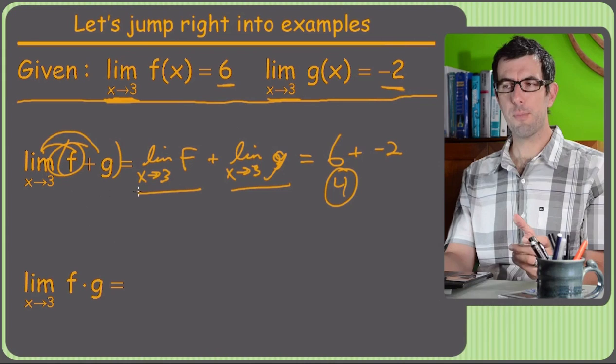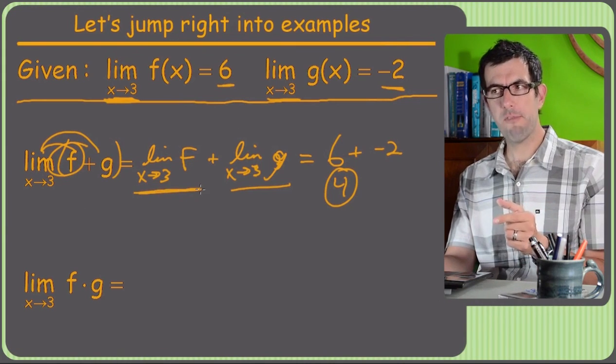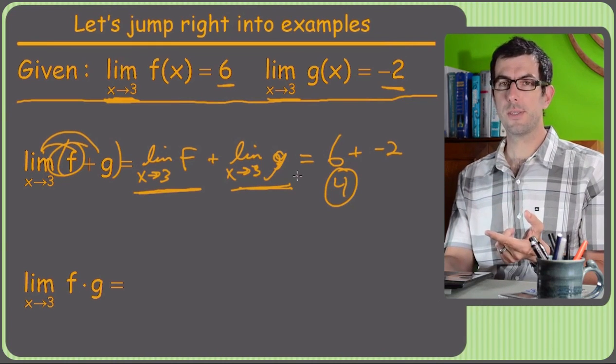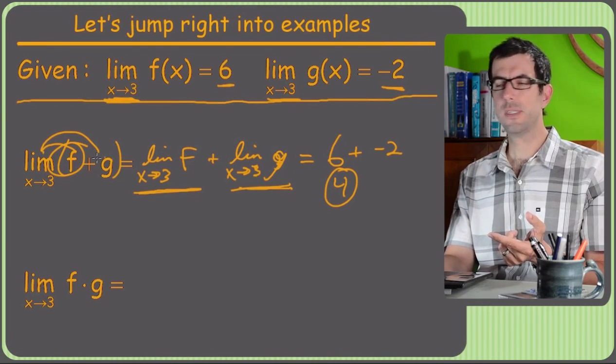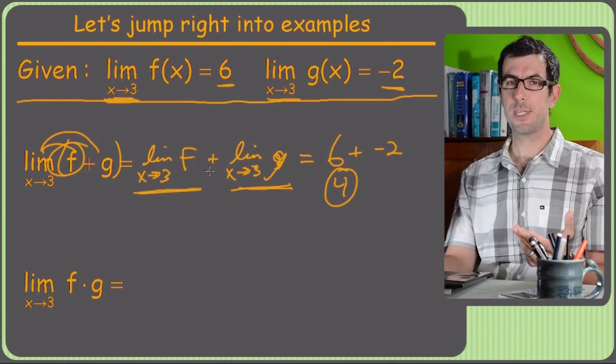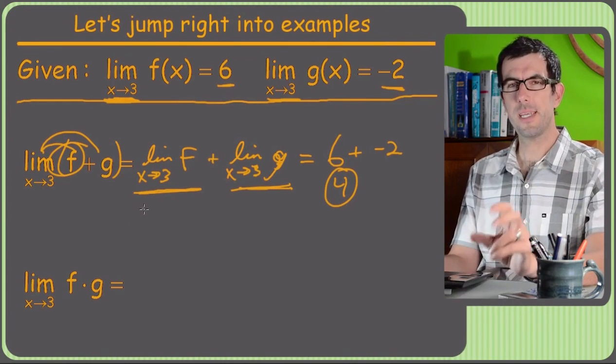So it just depends on your teacher how much work you're supposed to write down. Do you have to break it up and write down limit as x approaches 3 of f plus limit as x approaches 3 of g? Or can you just say, oh, 6 minus 2 is 4, and just write down 4 and not write down anything else? It just depends on your teacher. But this is a limit property.